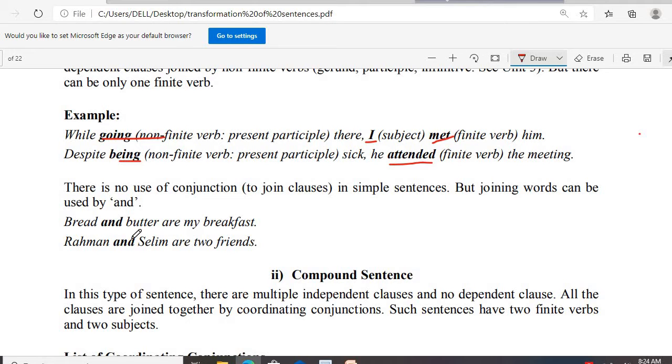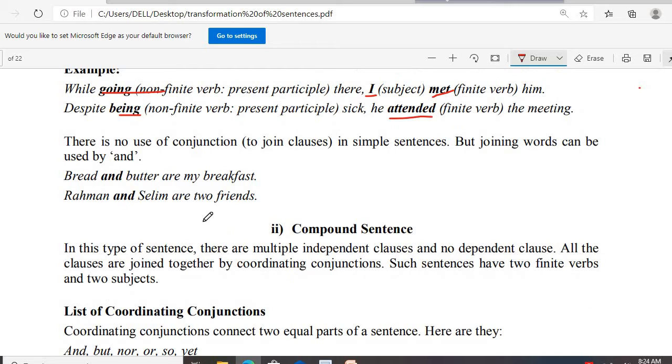So in a simple sentence you must have one subject and one finite verb, and there may be a conjunction, but that conjunction won't join any clauses. There must be only one independent clause, and there may be more than one dependent clause. These are the characteristics of a simple sentence.